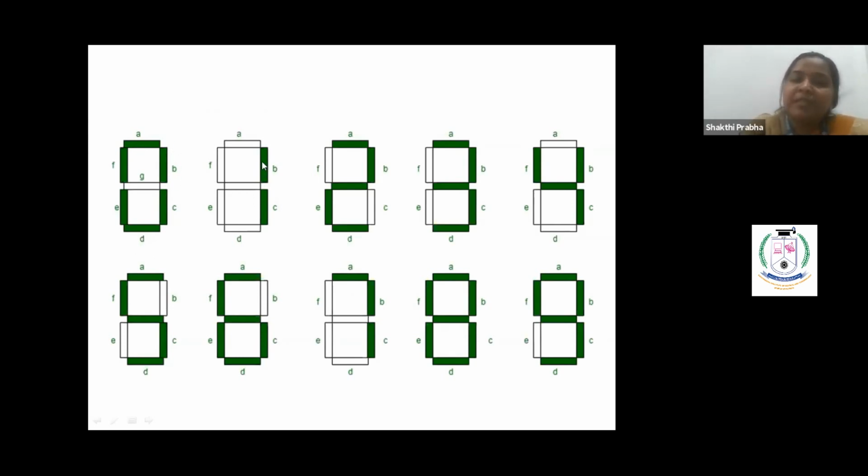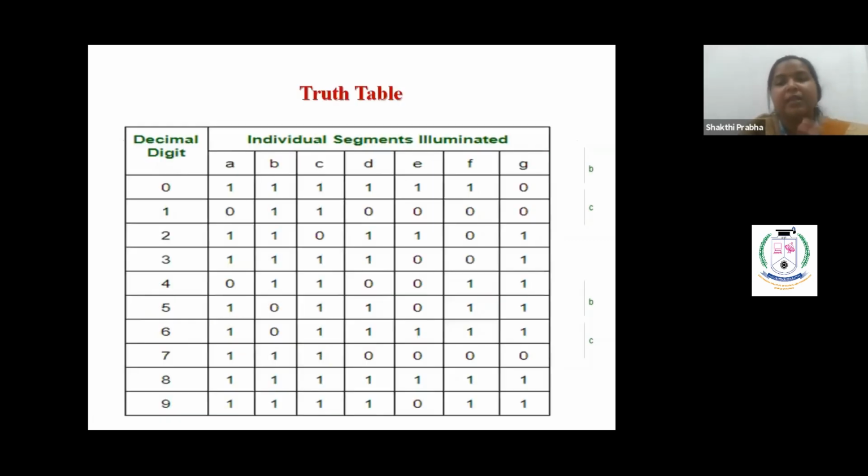If you want to display the number 1, B and C will be on, the rest will be off. What about 2? A, B, G, E, and D will be on, the rest will be off. Same way you can display the numbers starting from 0 to 9. For this display, you are going to design a truth table. How will we design that?